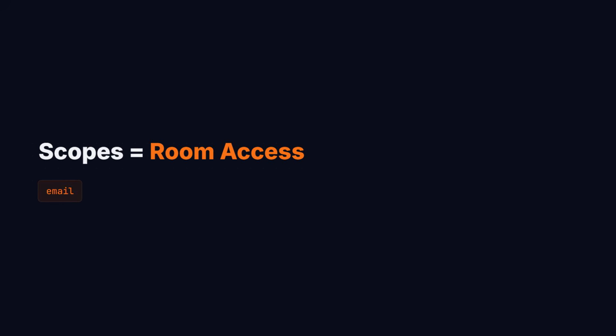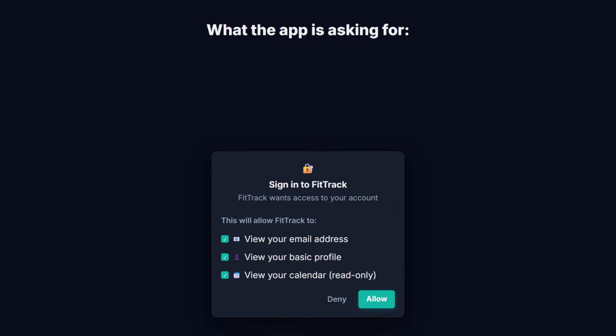Just like a hotel key might open the pool but not the spa, OAuth uses scopes. The consent screen shows exactly what the app wants: your email, your profile, maybe read-only calendar access. You pick what to allow.